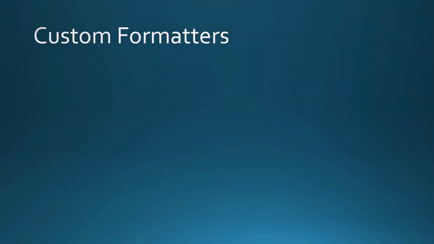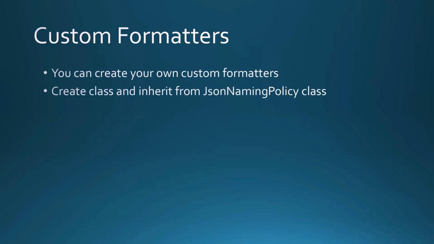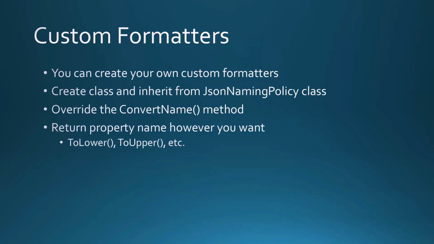ASP.NET is very flexible and allows you to create your own custom formatters as well. So you could create a class and inherit from the JsonNamingPolicy class. You would then override the ConvertName method and return the property name however you want. And there are also XML custom formatters as well.